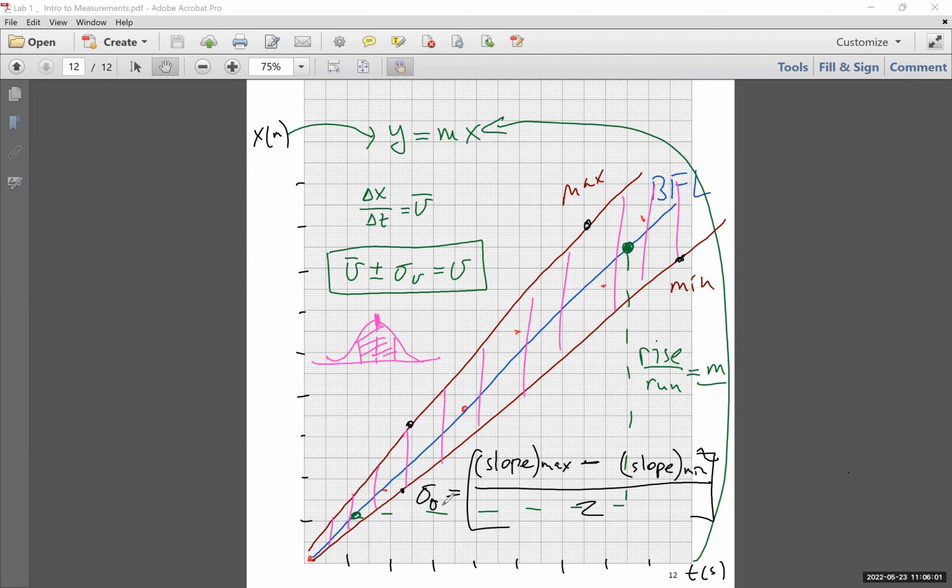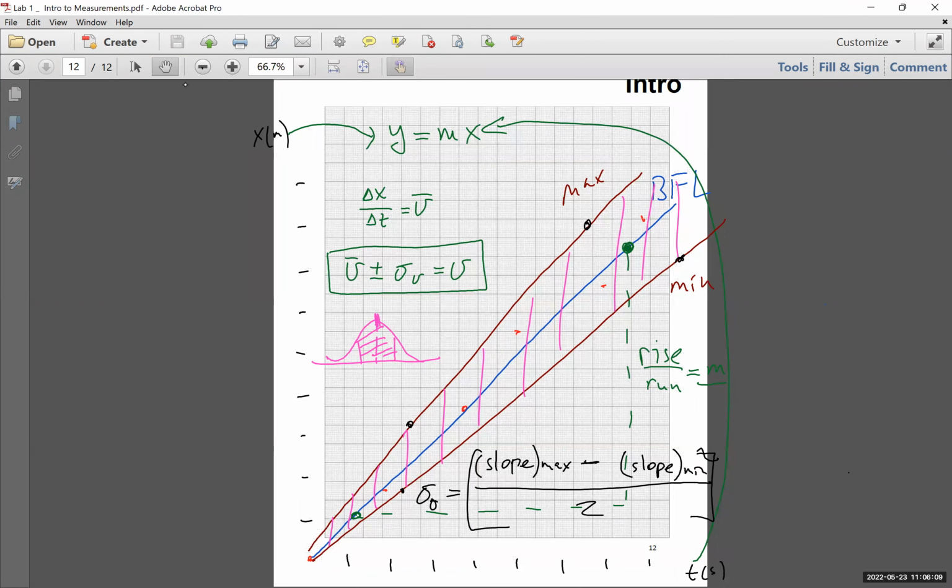Again, let me write this down over here. So think like this. What we did here is the slope of the max minus the slope of the minimum line, divided by 2. That's then the uncertainty of the slope of the best fit line. In this case, since the best fit line represents velocity, the uncertainty of the slope will represent the uncertainty in velocity.